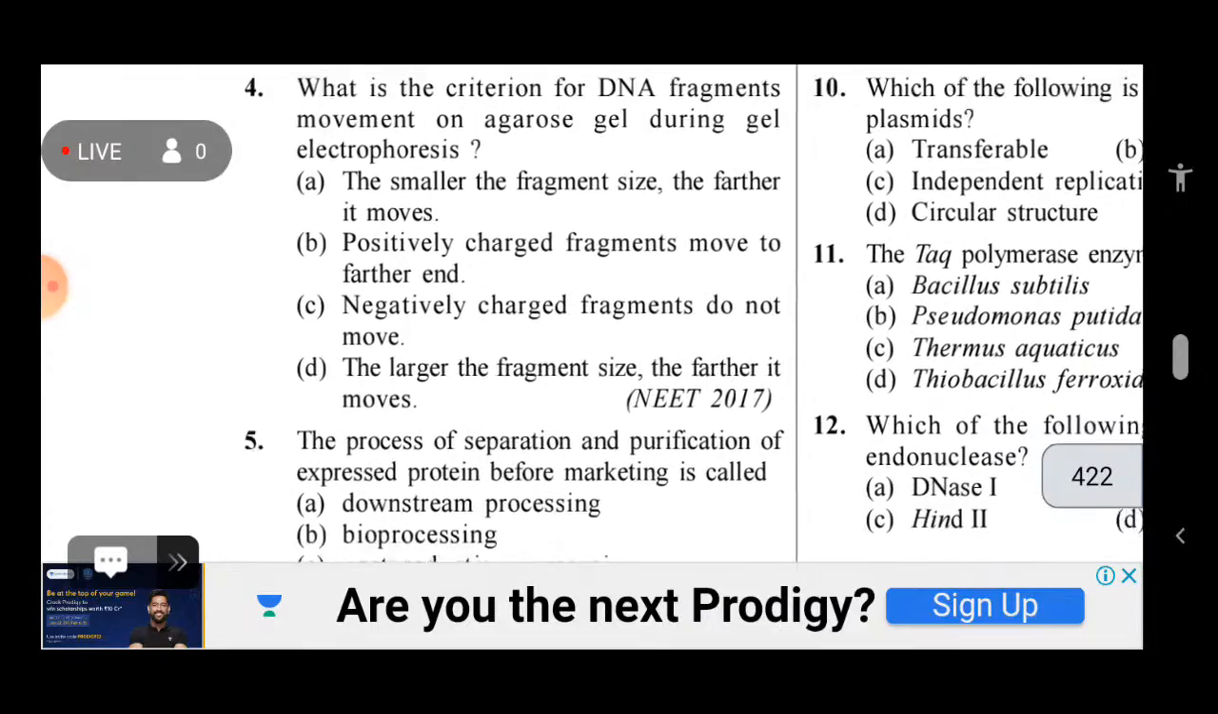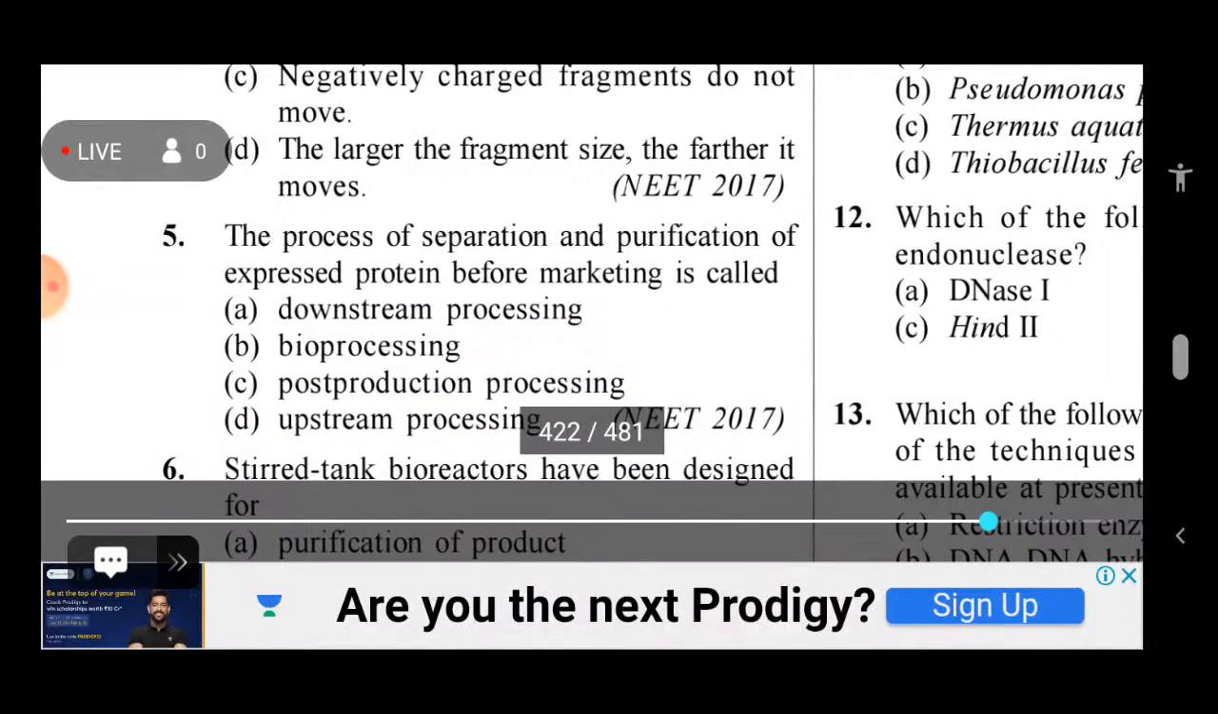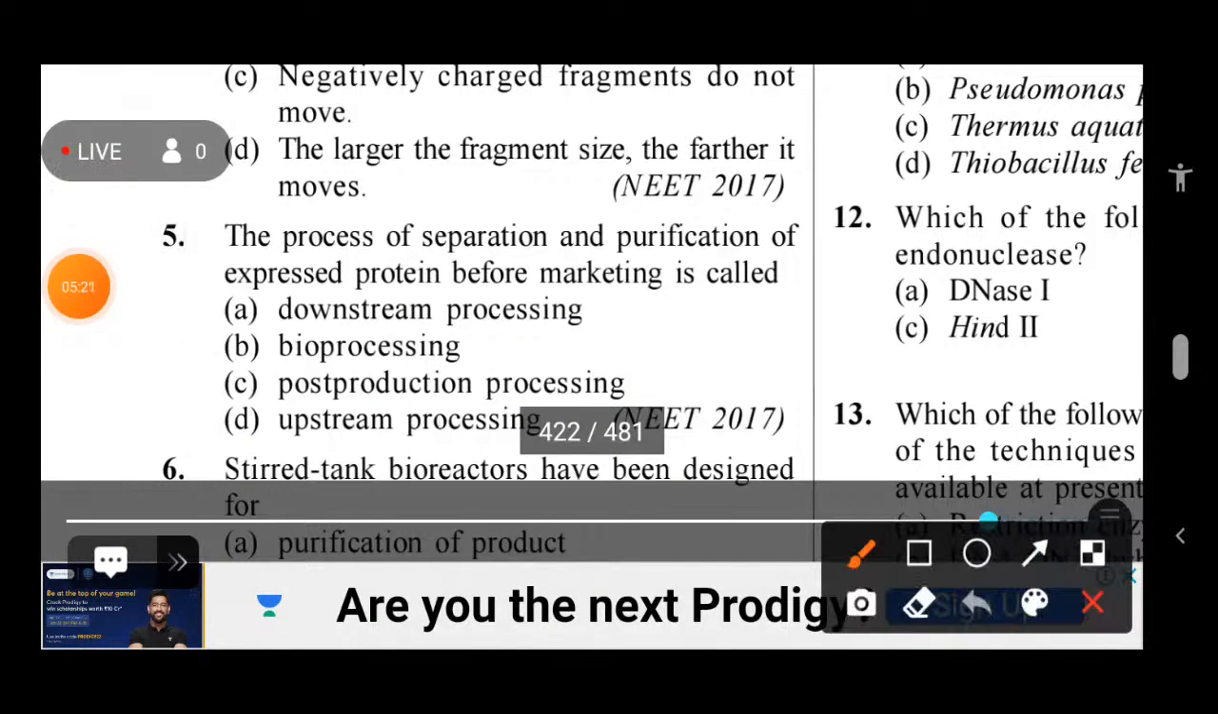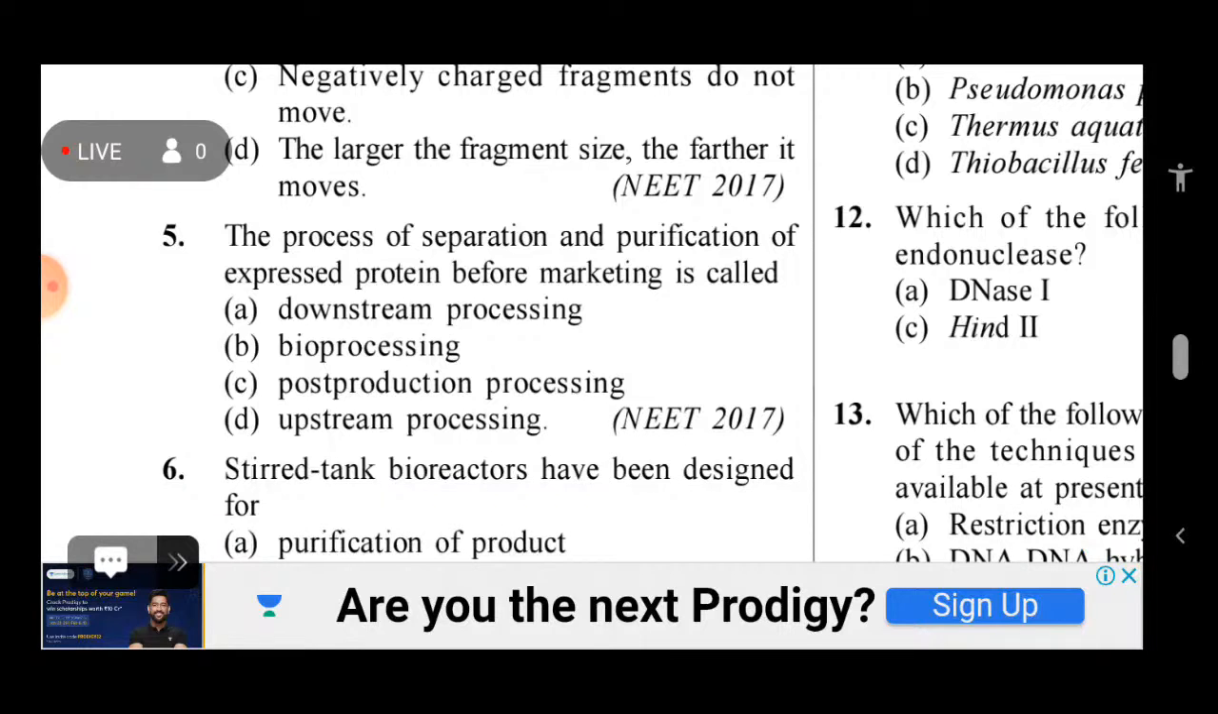Then fifth question: the process of separation and purification of expressed protein before marketing is called downstream processing. Very, very important and very, very easy to remember. We know what downstream process is. The process includes separation and purification of the product. Separation and purification, this process is called downstream process, and it happens in downstream process only.